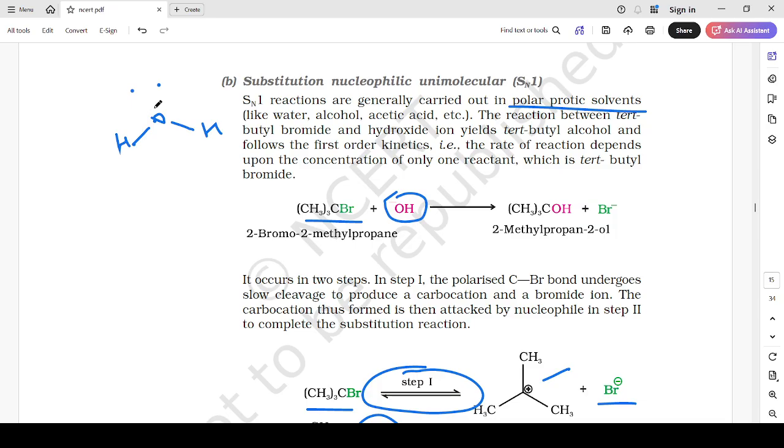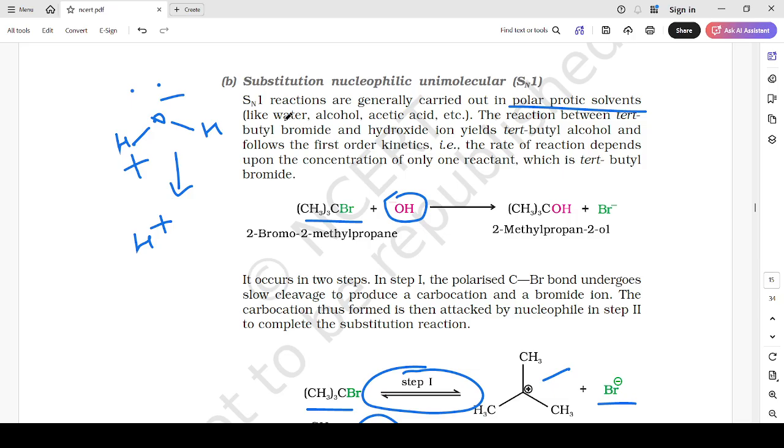Here, this is polar because oxygen is negative, H is positive. It is also protic because you know that it can release H plus ion. So those solvents which are having charge separation can also release H plus. Such kind of solvents are called polar protic solvents.